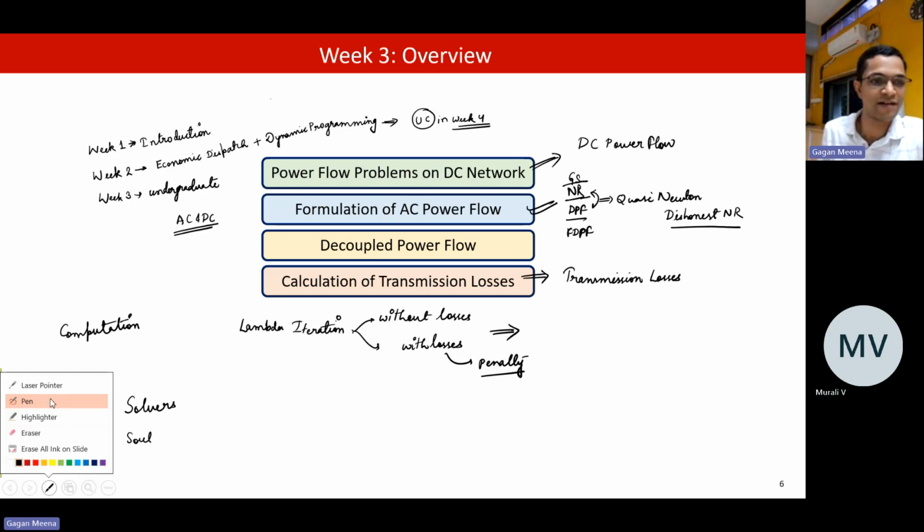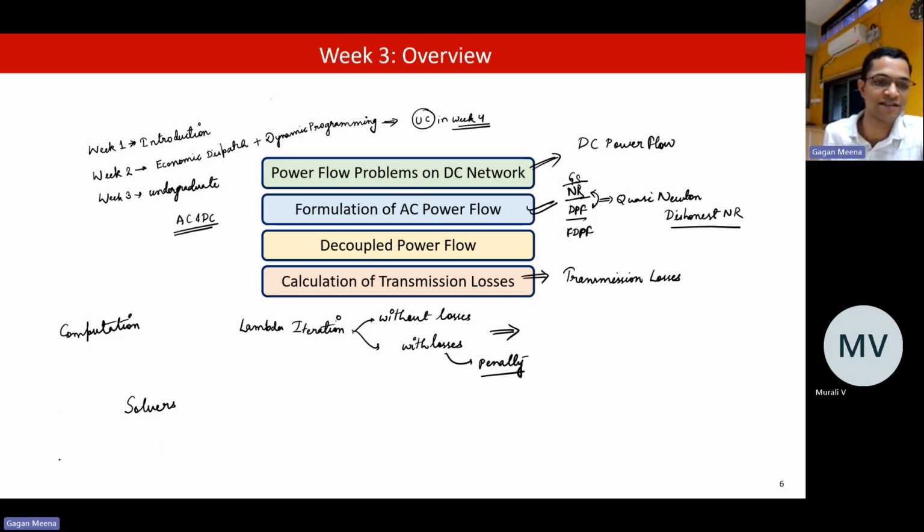We'll just tell you. So instead of using these lambda iteration methods, now we directly use the solvers. We write these equations, and we have different software for that also. The simplest case, our economic dispatch: minimize f(x), subject to a power balance equality constraint, the summation of generation equals load, and then the generation should be between minimum and maximum, PG min and PG max. This is a very simple problem.